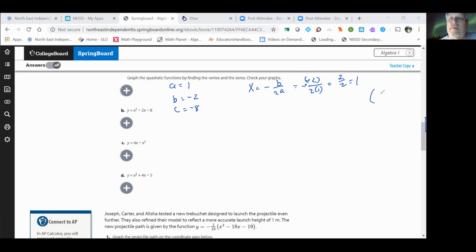My vertex has an x value of 1 and some y value. What is the y value? Well, we just simply plug it into the equation and we find our y value, just like we did before. So y is equal to 1 squared minus 2 times 1 minus 8. So it's 1 minus 2 minus 8. And 1 minus 2 is -1. So that's going to be -1 minus 8. So it's going to be -9. So that's our vertex. Okay.